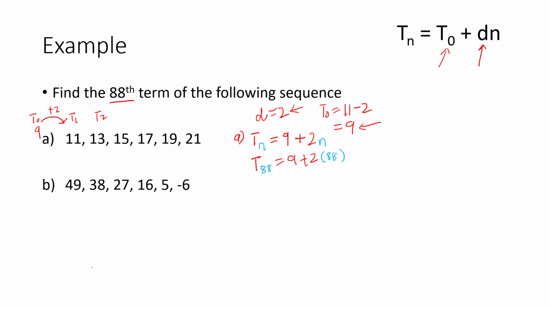So all we have to do is to write down T88 or term 88 is equal to, take out your calculator, 9 plus 2 times 88. I will get 185. So now you might want to try B yourself. You can pause the video and try it out.